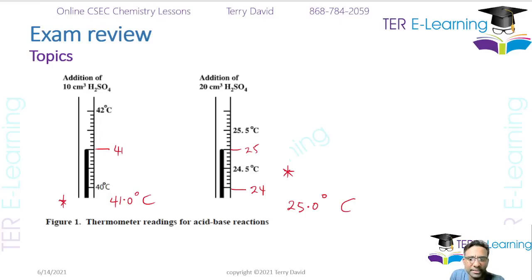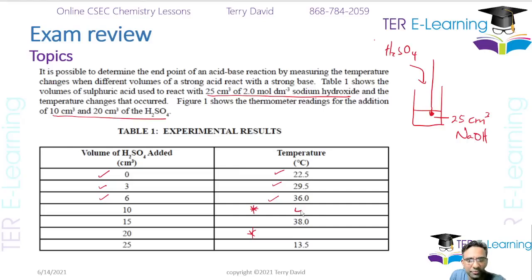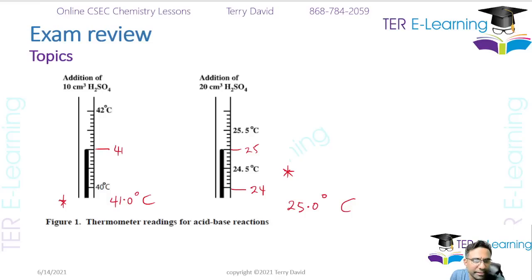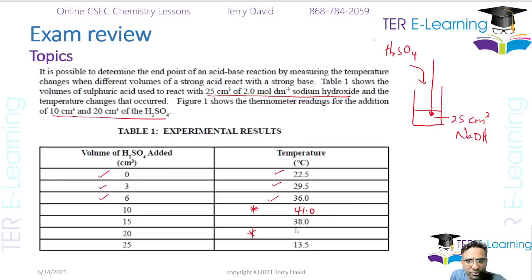So let's put those figures in the table. So this here is going to be 41.0, and this next value here is 25.0.